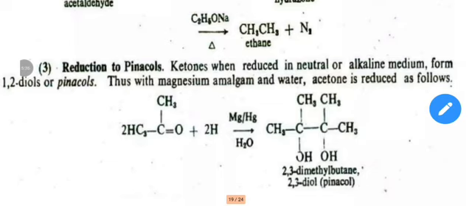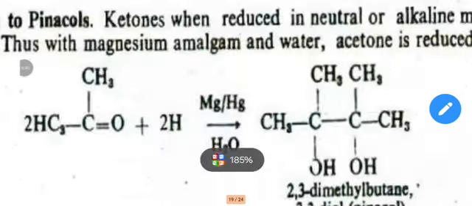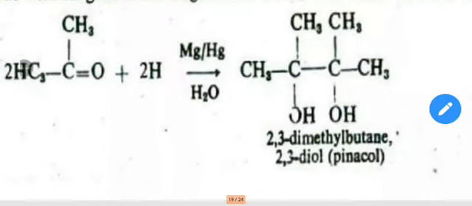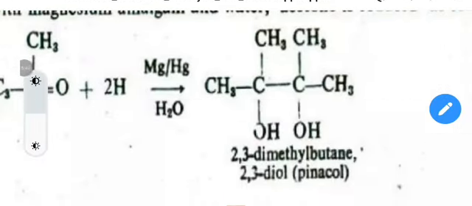This is the magnesium amalgam and water. Magnesium amalgam is used as the catalyst. And then the acetone is reduced to form a product, 2,3-dimethyl butane. Okay.